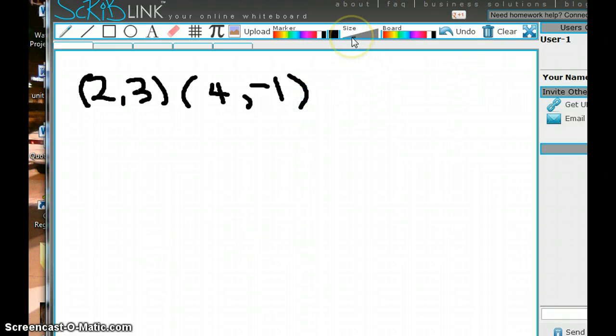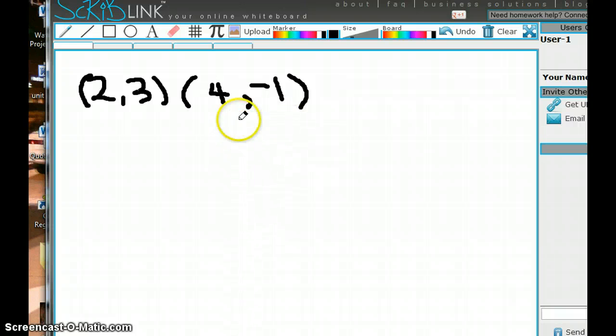So what we're going to do, we're going to learn how to find the slope of these two coordinates. What's the slope of this line? It's going to form a line. If we were to plot that on graph paper, we know we would go over 2 and up 3 and make a dot, and we know we go over 4 and down 1. Okay, so now we're just going to see what would be the slope of those numbers.